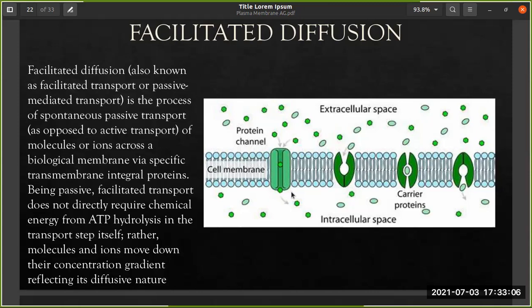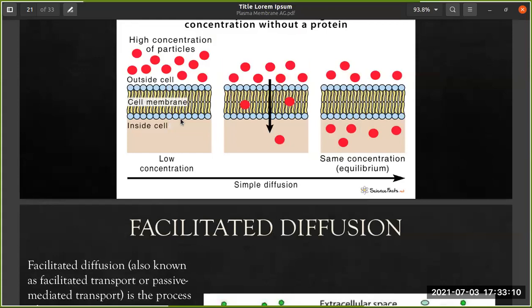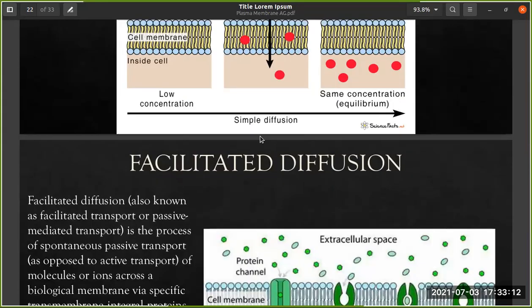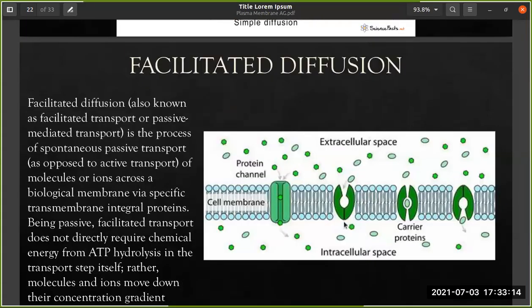In normal diffusion, there is no protein involved. It's like gas is coming in, no protein channel involved. In facilitated diffusion, a protein channel is involved. This is the protein channel which is involved in this diffusion.